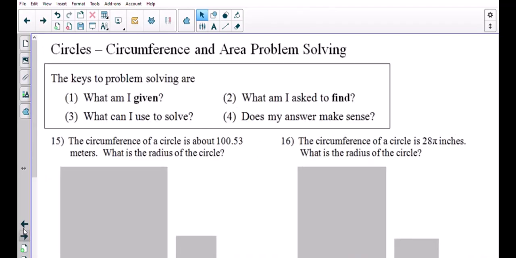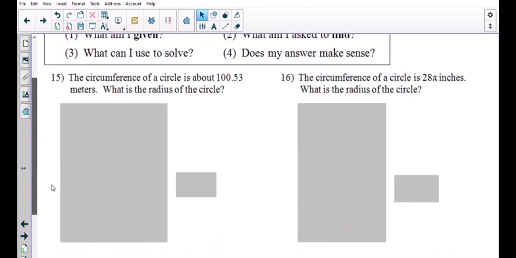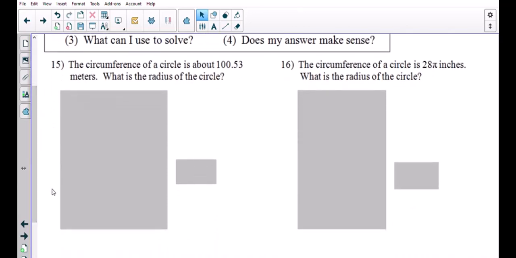All right, let's go ahead and get into some word problems that deal with circles, both circumference and area. So for some of the questions, you're going to notice that I'm going to separate it into 4 different parts. Like, what am I given? What do I know? What am I asked to find? What can I use to solve this? Like, what formula are we going to deal with here? And then, does my answer make sense? It's a good idea to always think about that. We've been stressing that throughout the year, but especially with this stuff, we definitely want to make sure our answer makes sense and is reasonable.